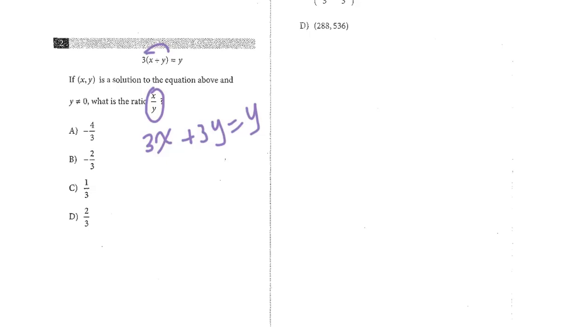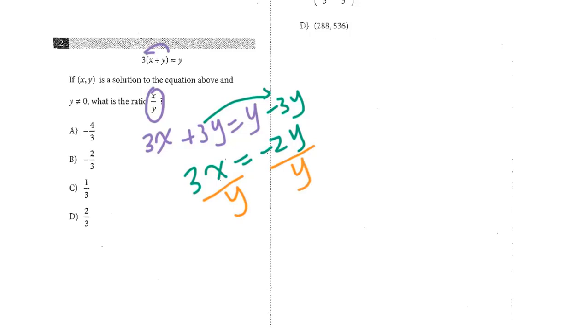Then I subtract 3y from both sides. And you can see that 3x equals negative 2y. Since I'm looking for x over y, I divide by y on both sides. And then this 3, you have to get rid of it, so I divide by 3. Then you will get x over y on the left side, and the right side will be negative 2 over 3. That's B, the answer.